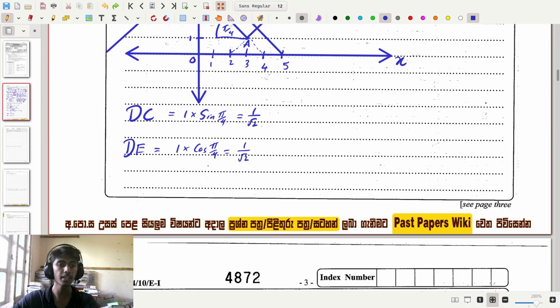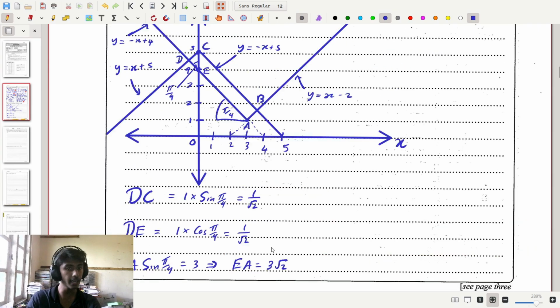So we can say EA sine pi by 4 is equal to 3, and converting this, if we multiply both sides, we're going to get EA equals 3 root 2. And therefore, the EA length is equal to 3 root 2 and the DE length is equal to 1 over root 2.